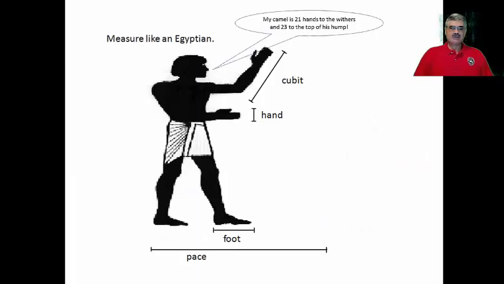But the reliance on human body parts is obvious because they are measuring devices that we carry with us all the time: the cubit, the hand, the foot, the pace. So we should measure like an Egyptian. We measure the height of horses, or in this case camels, in terms of how many hands high it is.